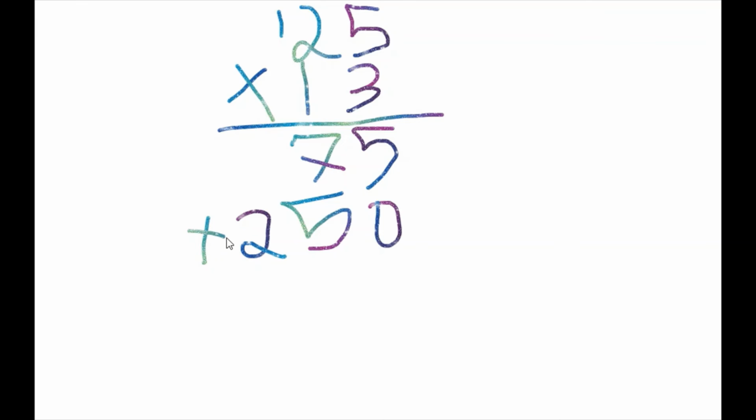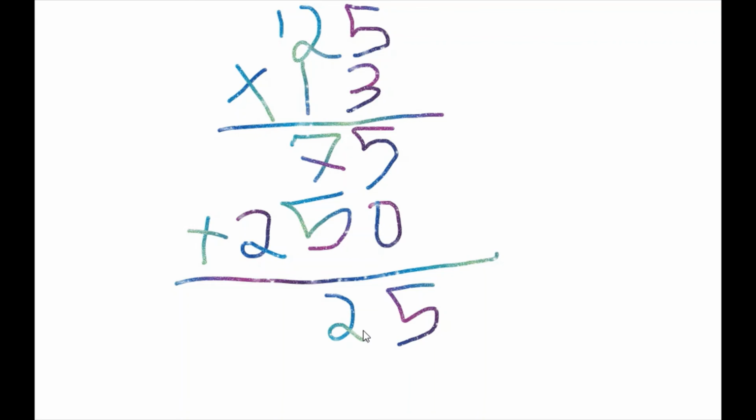Now let's add. So 5 plus 0 equals 5. 7 plus 5 equals 12. And 2 plus 1 equals 3. So that's how we do multiplication.